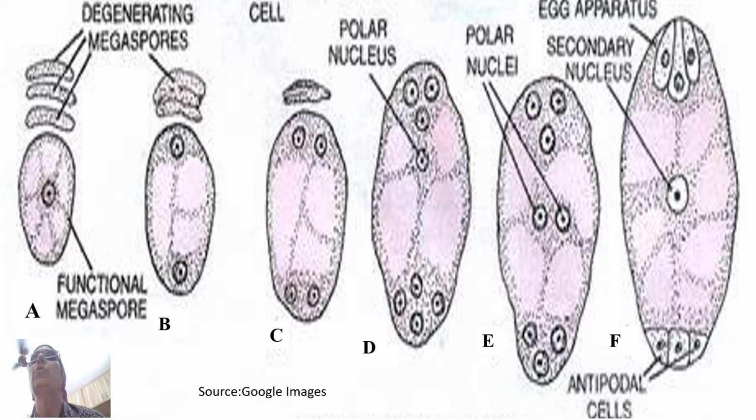This is called monosporic 8-nucleate embryo sac, or we also call it the polygonum type of embryo sac. It is also called the normal type of embryo sac because it was first observed in Polygonum. That's why it's called the polygonum type. Since 8 nuclei are there, we also call it the 8-nucleate embryo sac. With this, megagametogenesis is completed. As a result of megagametogenesis, an 8-nucleate embryo sac is formed.